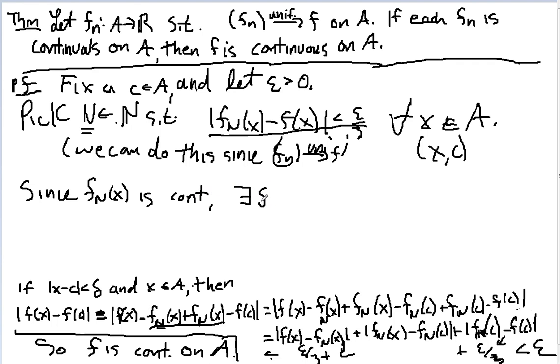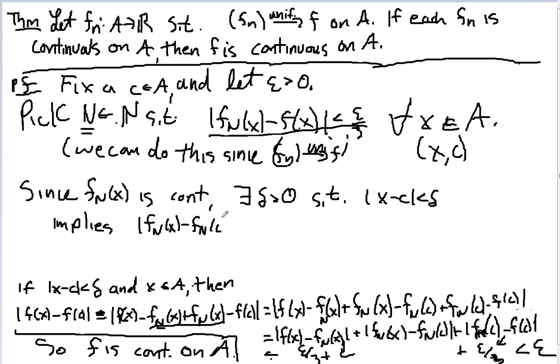there exists a delta bigger than 0, such that, using the definition of continuity, |x - c| less than delta, where c is defined right away, implies |f_N(x) - f_N(c)| has to be less than epsilon over 3 as well. That's just the definition of continuity for this particular function f_N, and I got the capital N from the uniform convergence. So that tells me that this bit here is less than or equal to epsilon over 3. So that gives me epsilon over 3 plus epsilon over 3 plus epsilon over 3 less than epsilon.